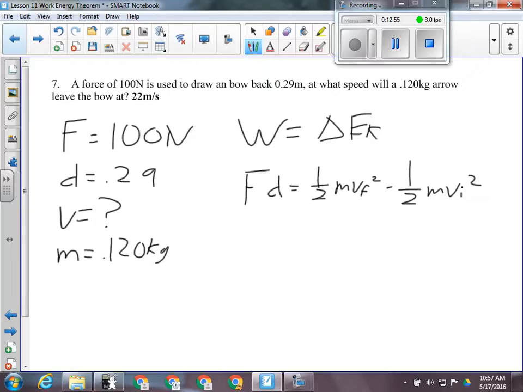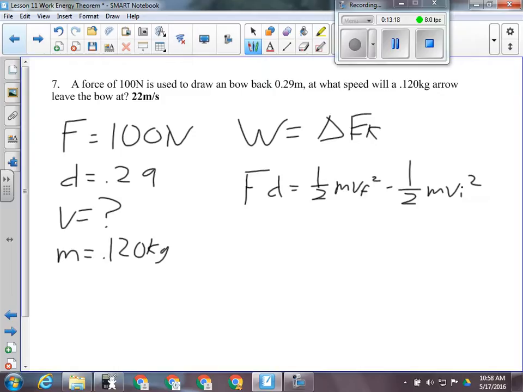At this point, I've got to think about the situation I have. I have an arrow in a bow. I've drawn back the bow. How much kinetic energy does the arrow have right now? None. It isn't moving. It's in the bow. All the energy is in the bow right now. It's elastic potential energy because of the work I've done in drawing back the string.